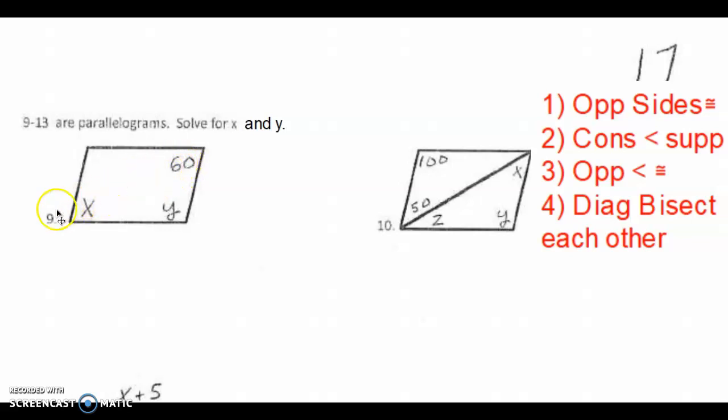We know that property number 3, opposite angles are congruent. And then we know property number 2, consecutive angles are supplementary. So for this page, you're going to be finding x and y.